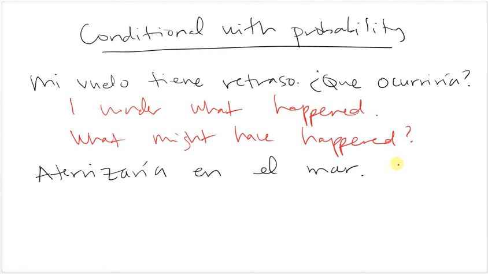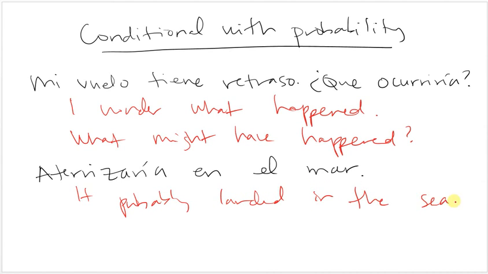So very similar to the future tense. You're saying I wonder or might, but about something that already happened in the past. And then if you respond to that, "Aterrizaría en el mar." Literally, it would land in the ocean. But what you're saying within the context of this conversation is it probably landed in the sea or in the ocean.